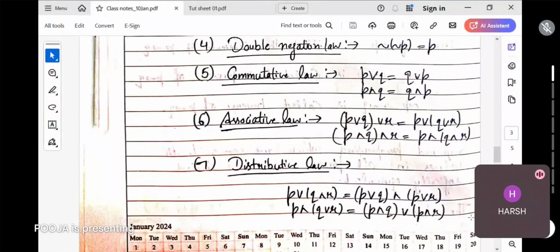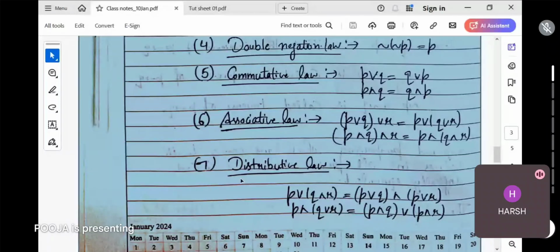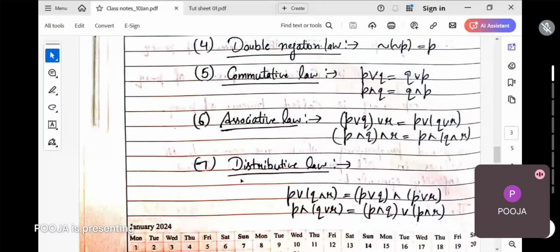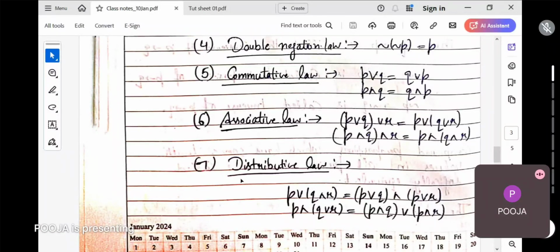Excuse me, ma'am. Yes. Ma'am, for the conditional statements, the commutative law would not be valid, right? For conditional statements the commutative law will not be valid. True. The laws I'm talking about are valid only for conjunction, disjunction, and negation.